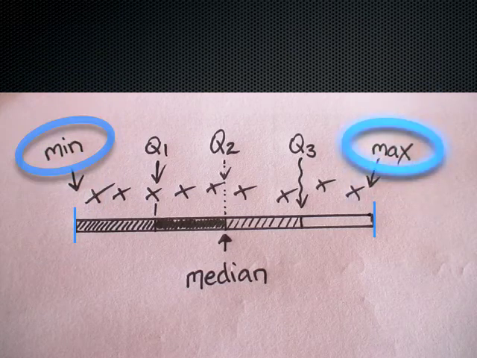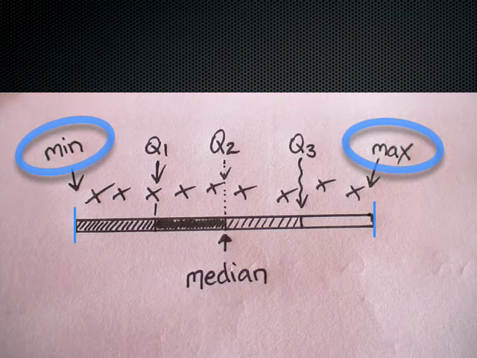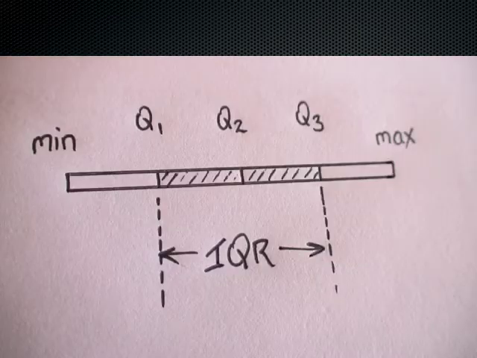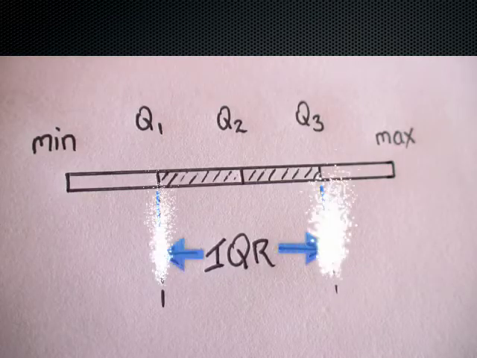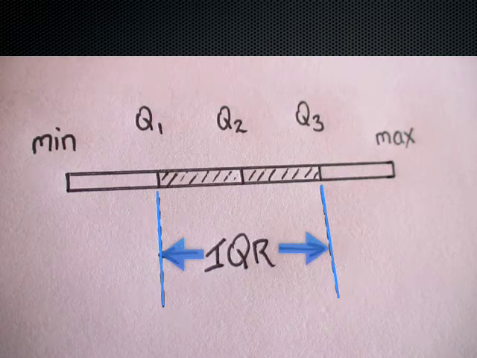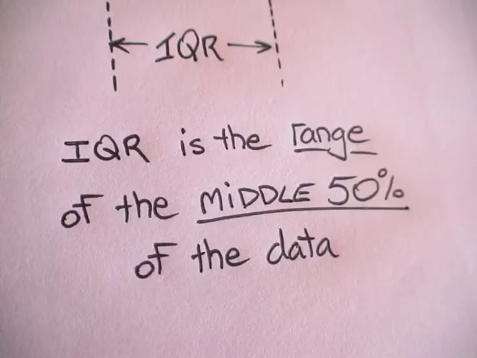Add to this the minimum and the maximum, and you have what we call the 5-number summary for a set of data. Minimum, Q1, Q2, Q3, and the max. The IQR is the range of spread of the middle 50% of the data.